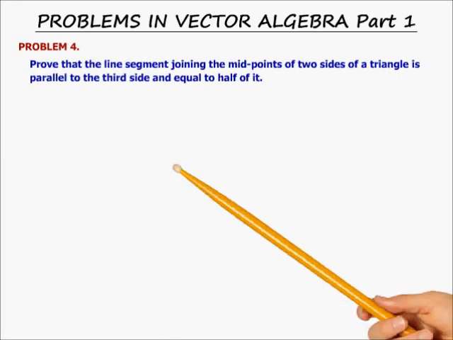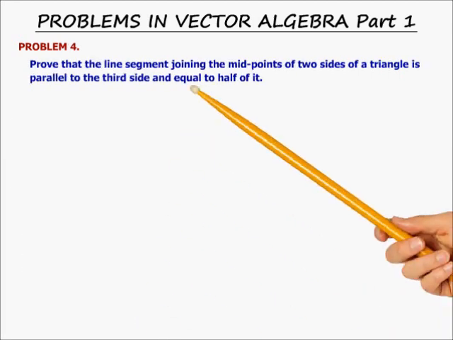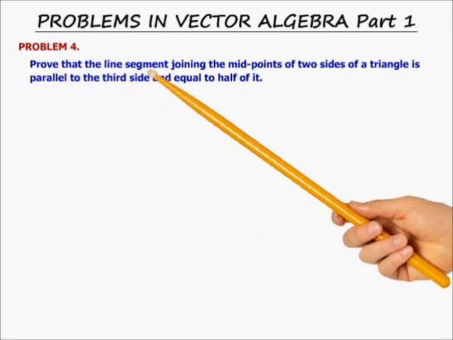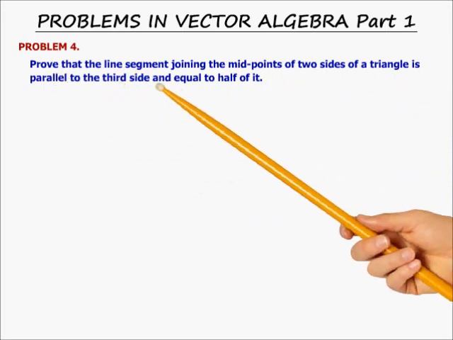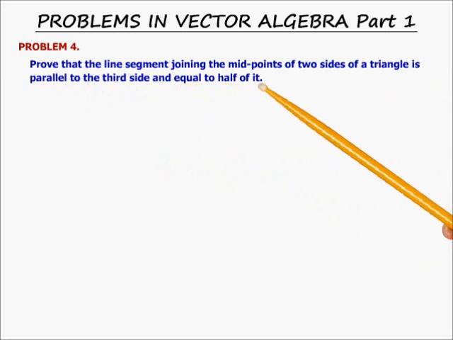Now let's come to the next problem. We have to prove that the line segment joining the midpoints of two sides of a triangle is parallel to the third side and equal to half of it. You all have done this problem without using vectors in plane geometry in class 9. But today we will do it by vector method.